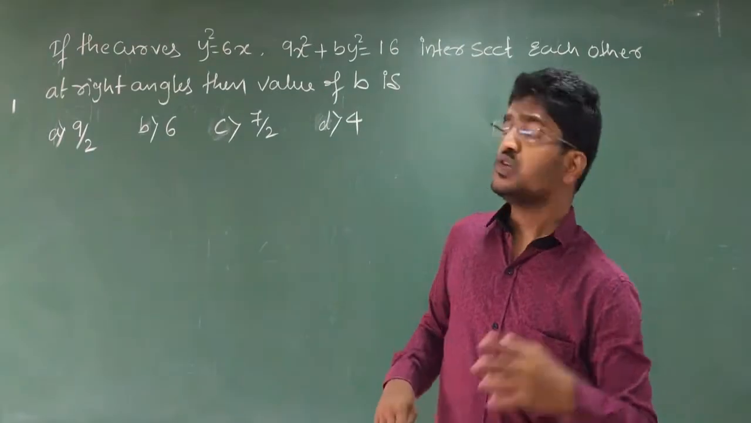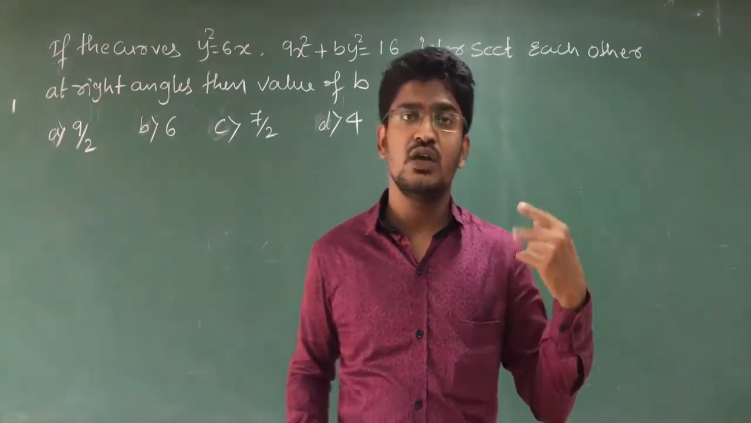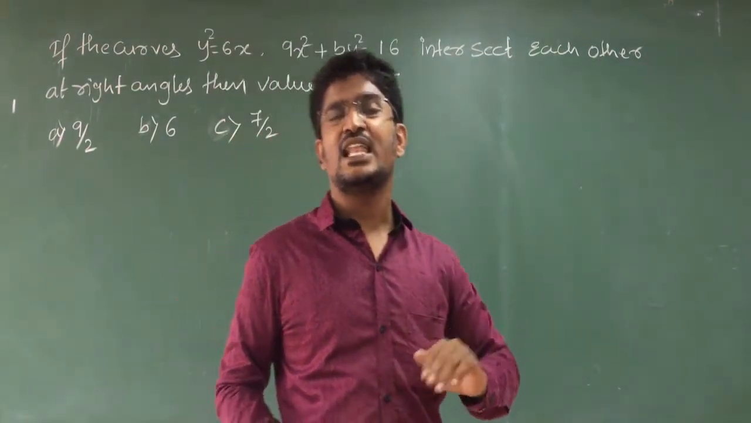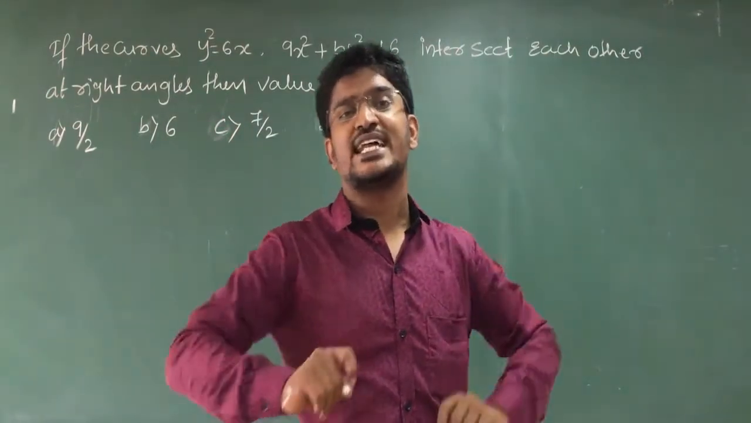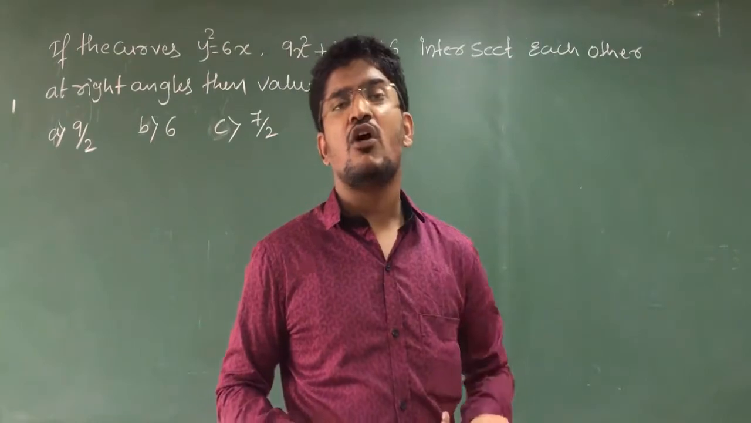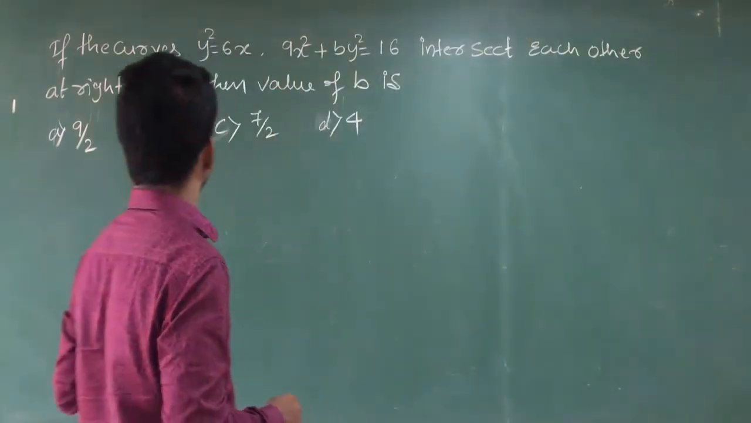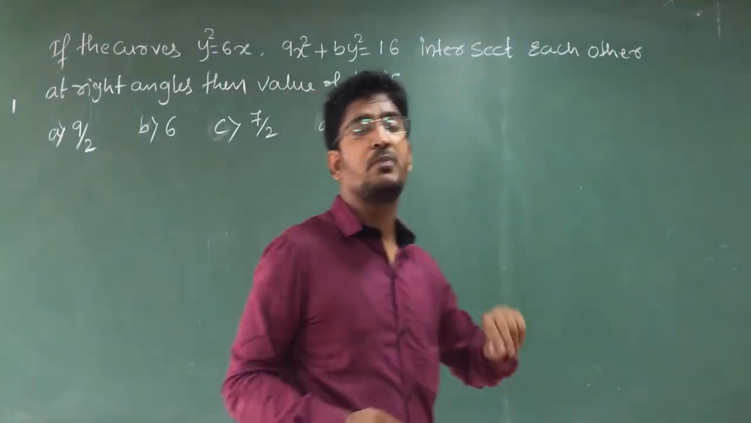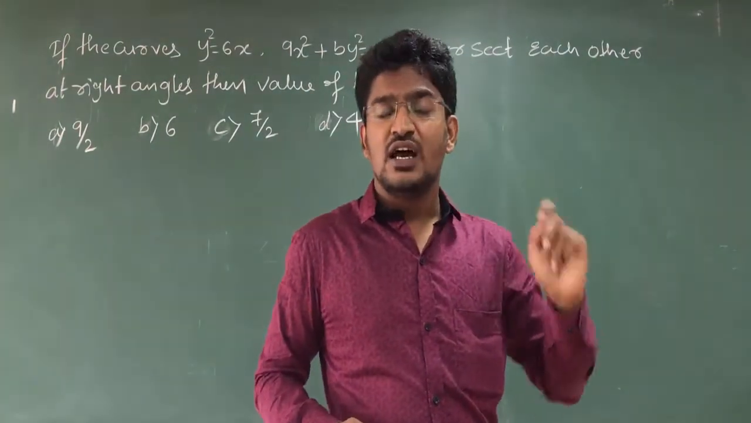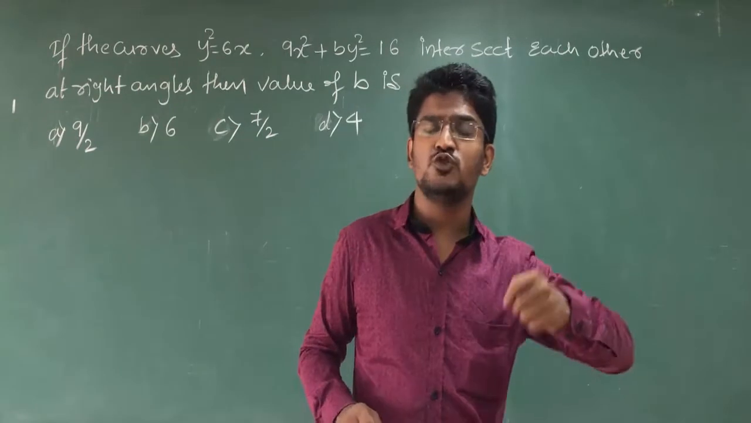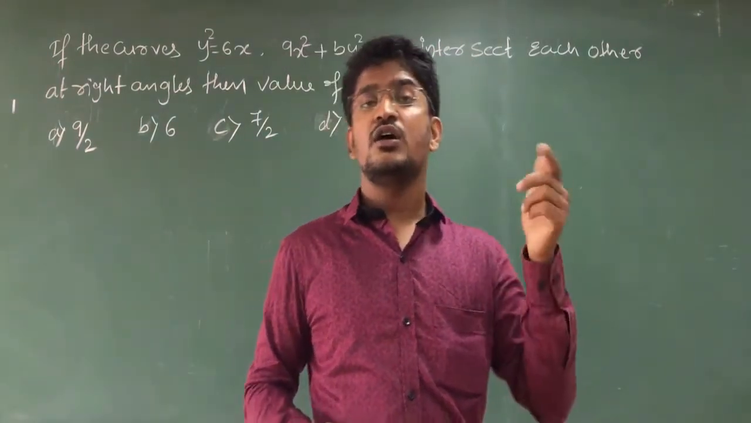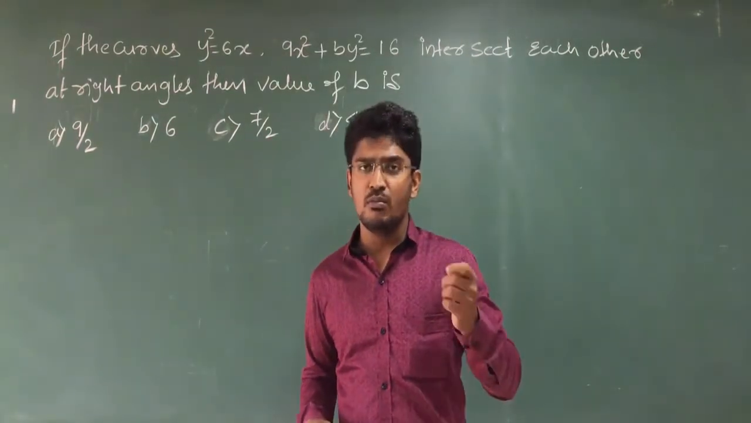Okay. So there are two curves. If two curves are intersecting at right angle, the tangents of those two curves have to intersect at right angle. That we all know. So what we shall do, we shall use the property of perpendicular lines. That is, if two lines are perpendicular to each other, product of their slopes is equal to -1.